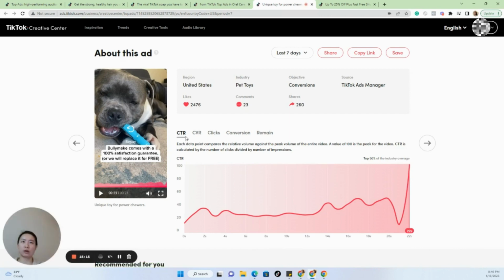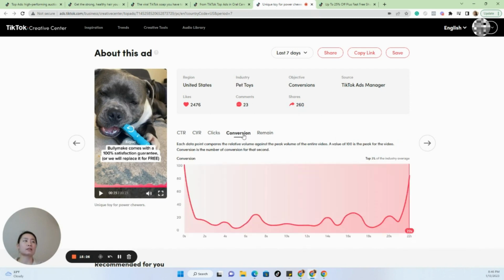So the fourth one I want to share with you is a pet ad. And in terms of the metrics, as you can see here, still pretty good. Now let's take a look at the conversions. Again, top 3%. So yeah, I think you probably already noticed now that conversion is what I always look for out of all these different metrics, because conversion literally just tells you how many purchases they got. So let's take a look at this ad.